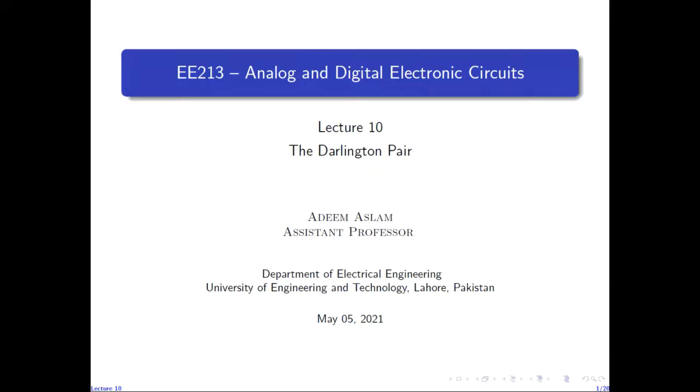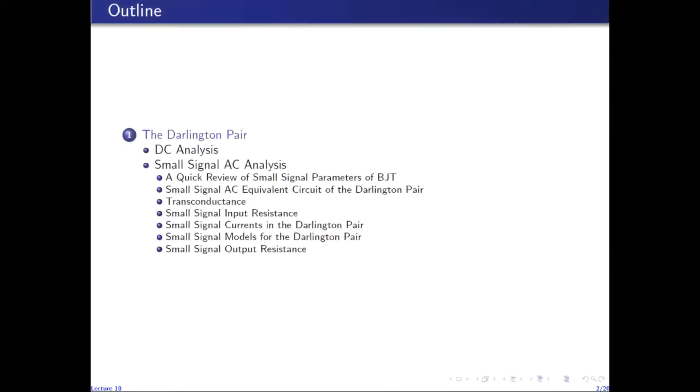Welcome to the 10th lecture on analog and digital electronic circuits, in which we will study the Darlington configuration, which is also called the Darlington pair. So we will analyze the Darlington pair for its DC currents, and we will find its small signal parameters, including transconductance, small signal input resistance, and small signal output resistance.